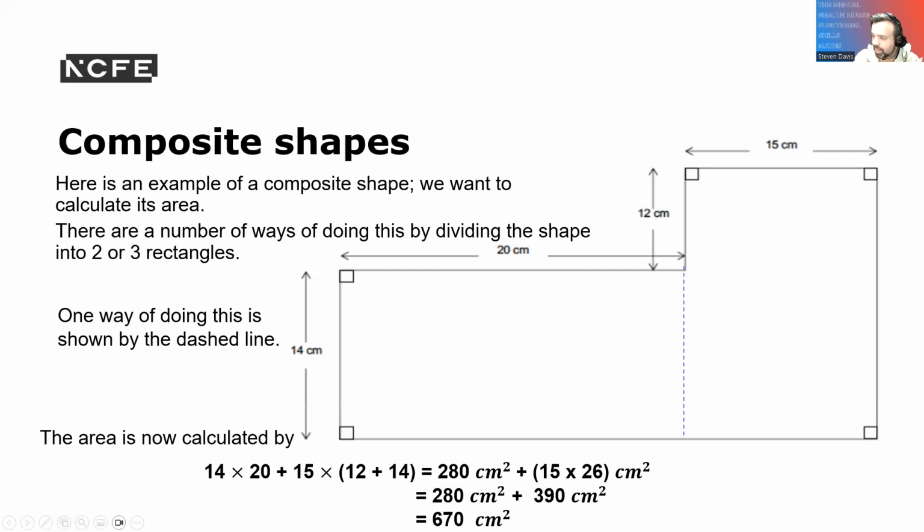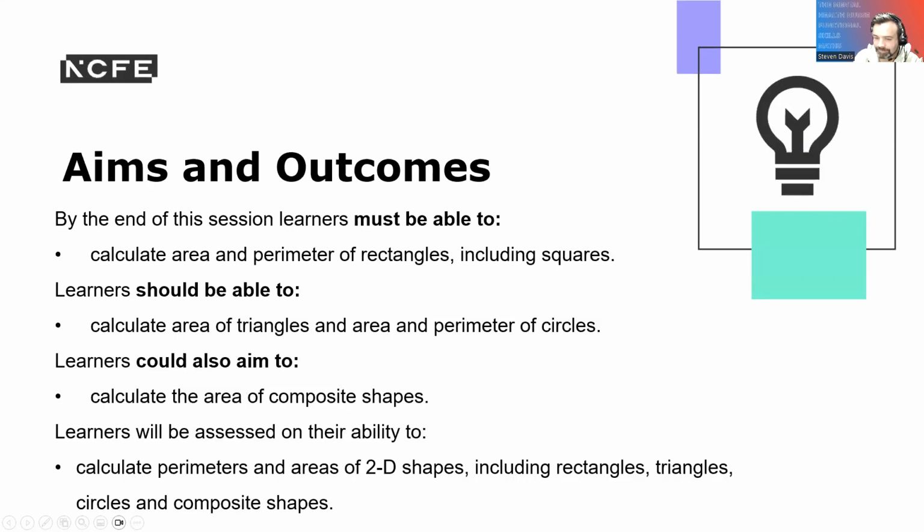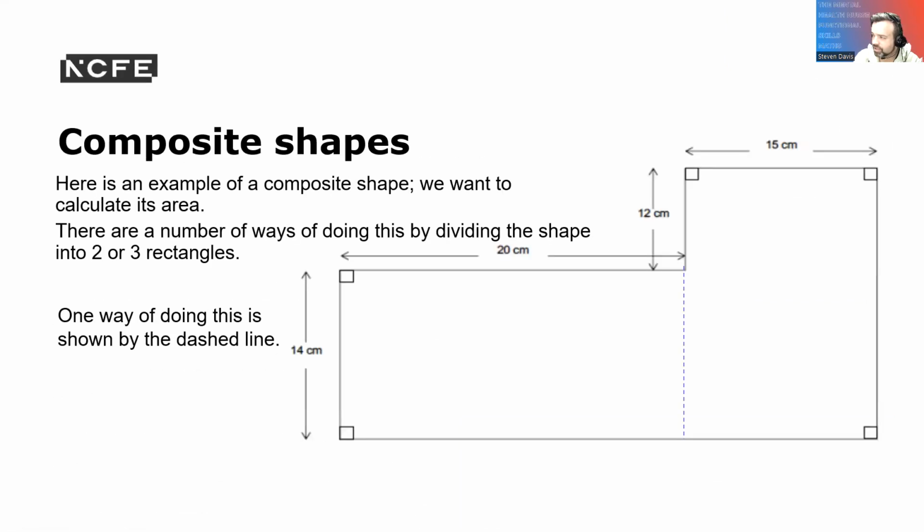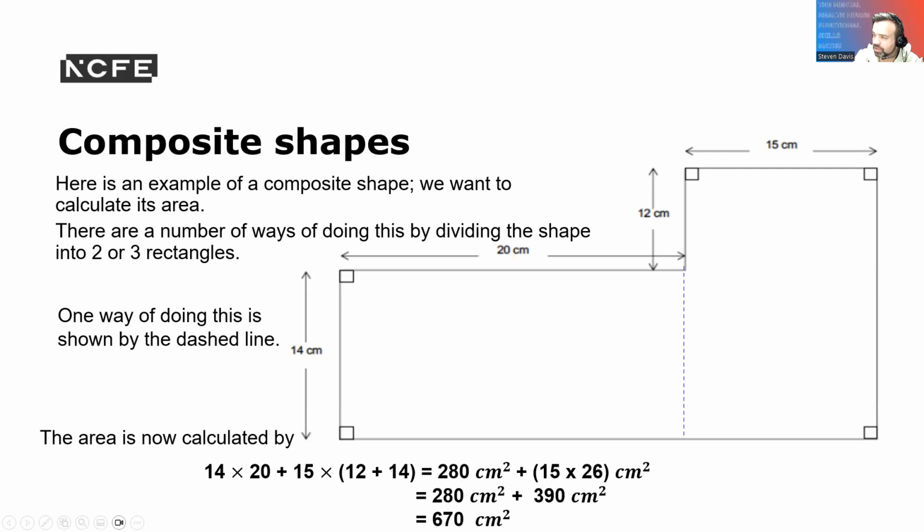So we've got 14 times 20 plus 15. That's there. Oh, for some reason that's not finished the rest. And then we would do 14 plus the 12 there. Okay, that's that one. And then we would work out this one. So it's 15 by that, and then that will give us that.